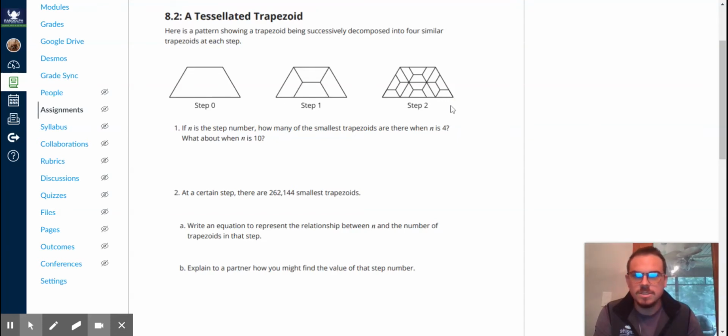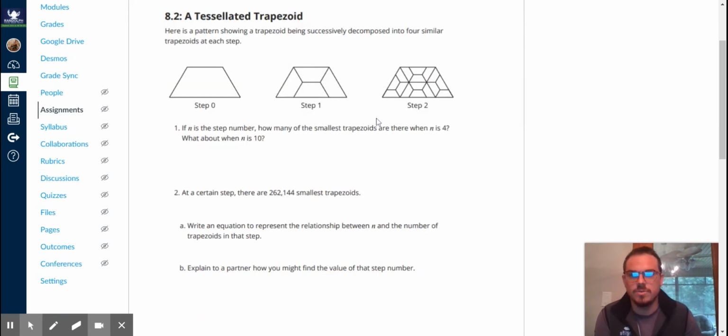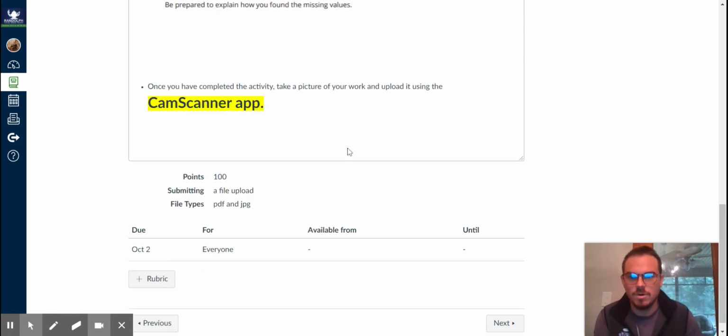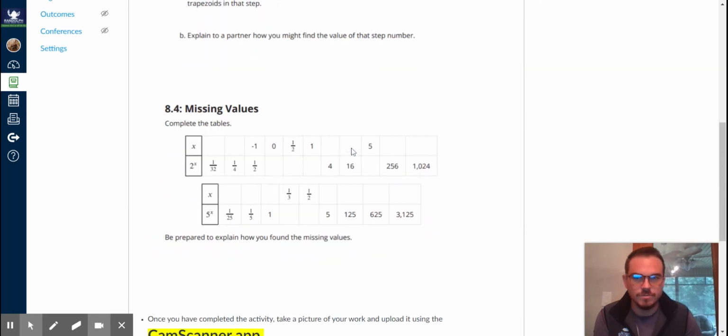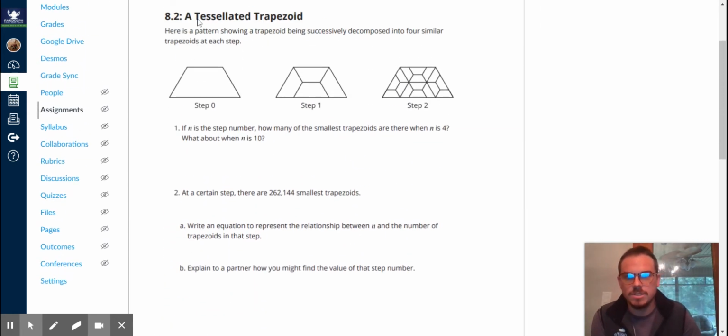All right, so today here on our notes or our explore task, you're going to be asked to do 8.2 and 8.4 and then upload those as your notes. So if we take a look here at 8.2, it says a tessellated trapezoid. You don't really have to know too much about what tessellated means, but essentially we're looking at this trapezoid and how we can solve it.